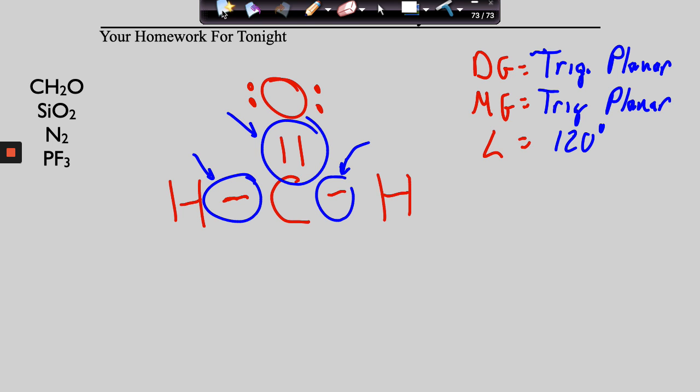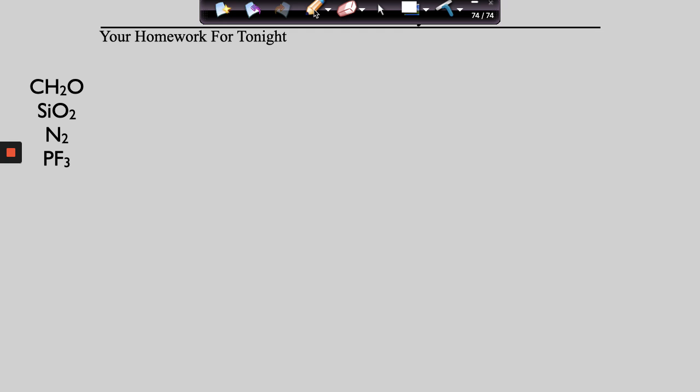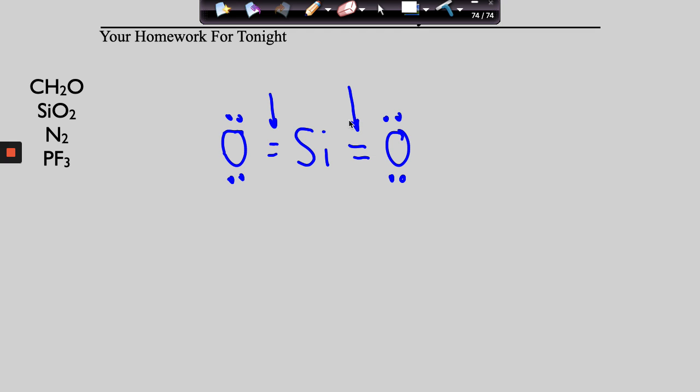Okay, so let's take a look at the next one. The next one that we're going to look at is SiO2. The Lewis dot structure for this guy looks like this. Okay, so now let's count domains. This double bond counts as a domain. This double bond counts as a domain. So the domain geometry would be linear.